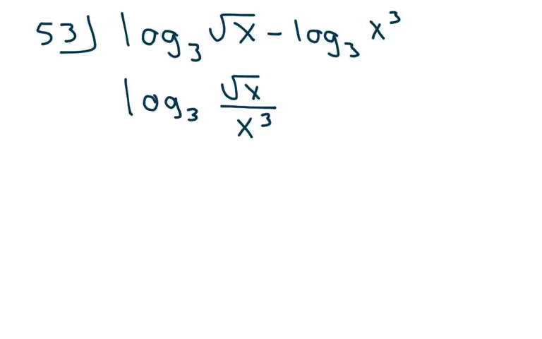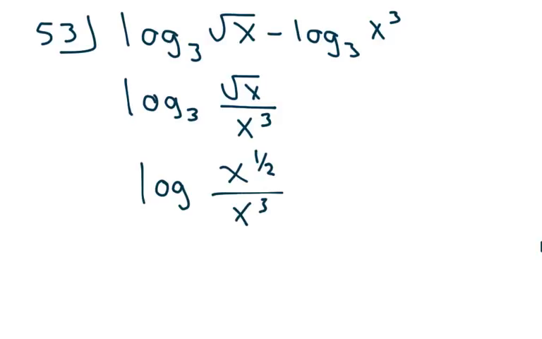And which one do we do next? That was 53. Well, basically, if I want to break this one down a little bit more, I can write it like this. Let's do a little bit more. X to the 1/2 over x cubed.